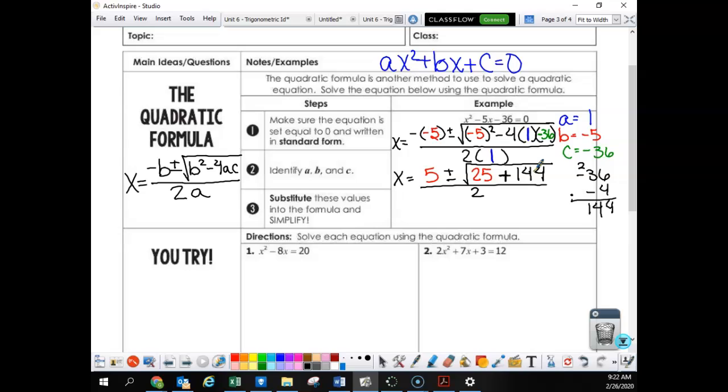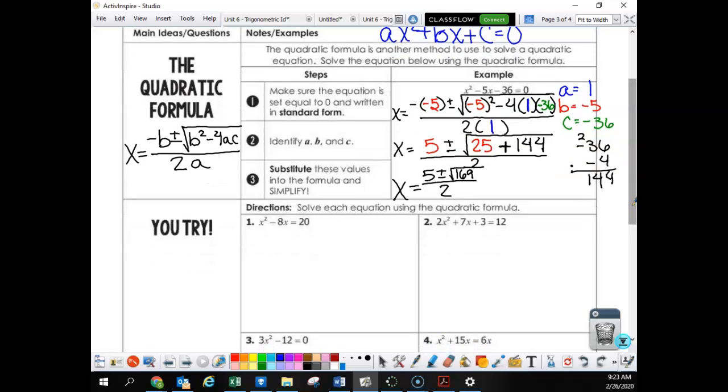So 144 plus 25. 169. Right? 5 plus 4 is 9. 4 plus 2 is 6. So yeah, that's 169. This is going to be x equals 5 plus or minus the square root of 169 over 2. Now 169, what's the square root of 169? I think it's 13. Yeah, it's 13. Okay, so the square root of 169 is 13. So this is going to equal 5 plus or minus 13 over 2.